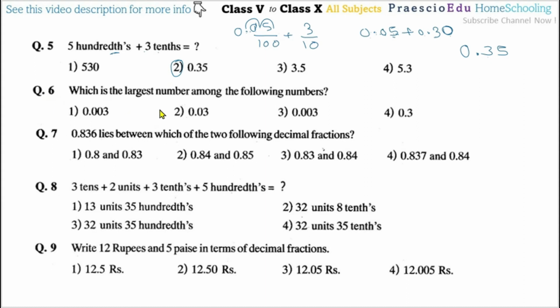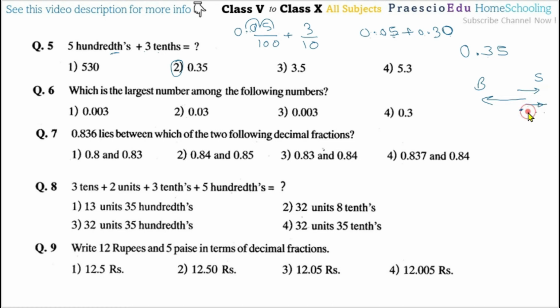Question number 6. Which is the largest number among the following numbers? We know that as we go toward the left side, the number gets bigger, and as we keep going to the right side, the number becomes smaller. After the decimal it is the same thing: as we go toward the right, through tenths, hundredths, thousandths, the number keeps decreasing.